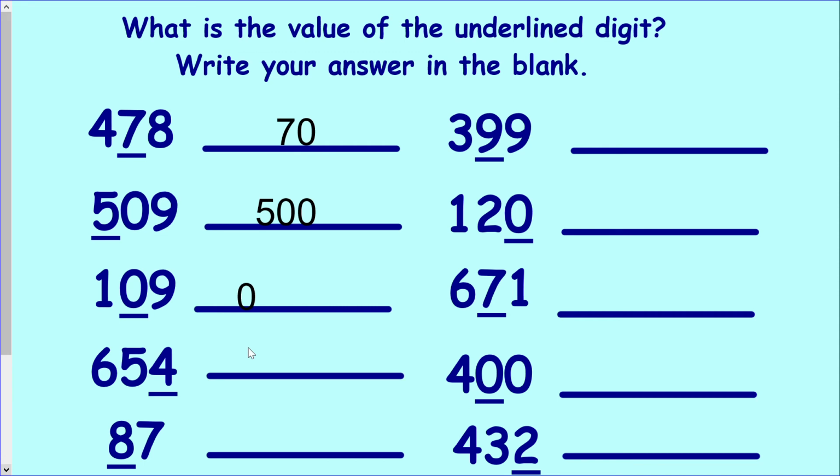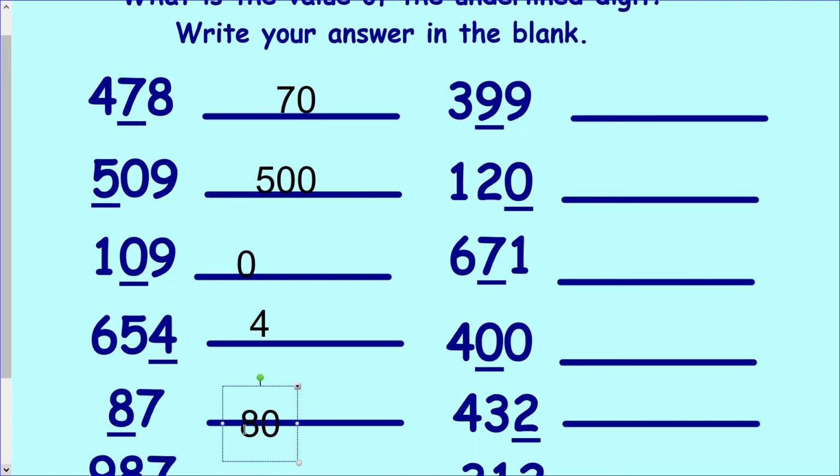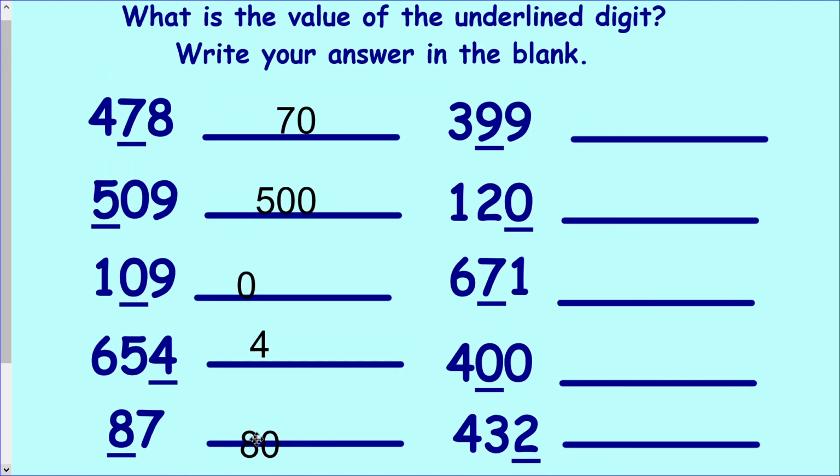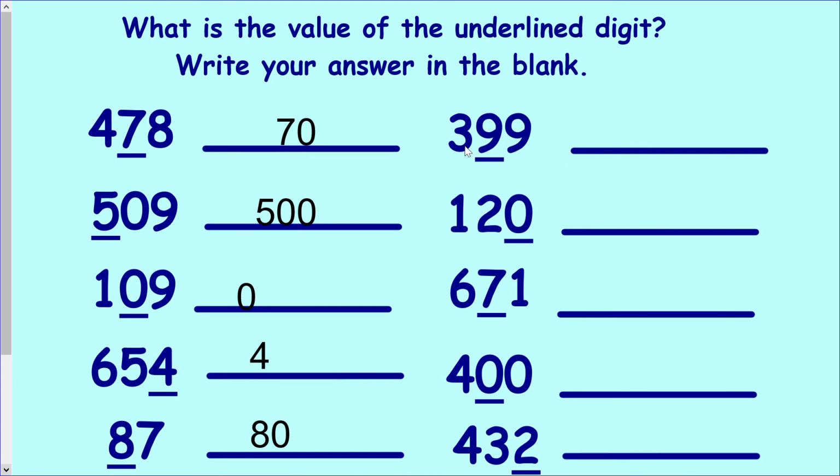654, when I got to the 4 in the ones place, that's the value. This number is 87. The 8 has the value of 80. Let's go up to the top. We have 399. This 9, the value is 90. 120, that 0 is always 0. 671. So when I got to the 7, we said 70. So you know this. This is review, right? So I'm not going to keep going because you know all this stuff, right?